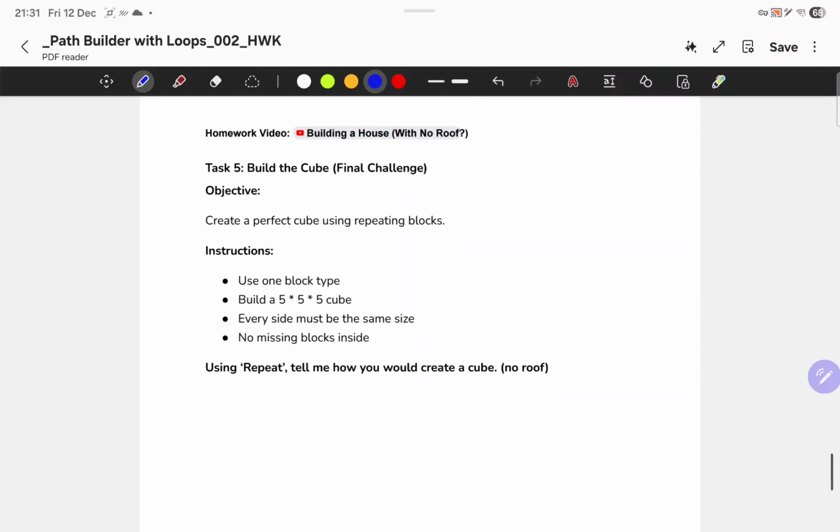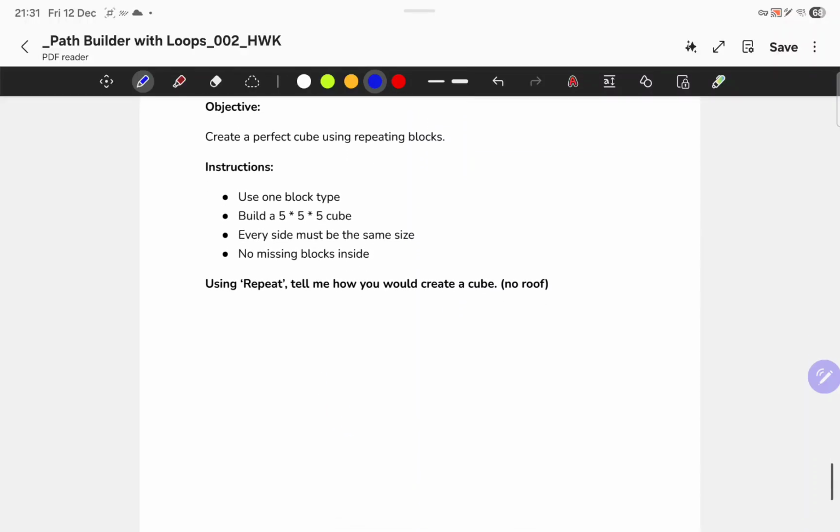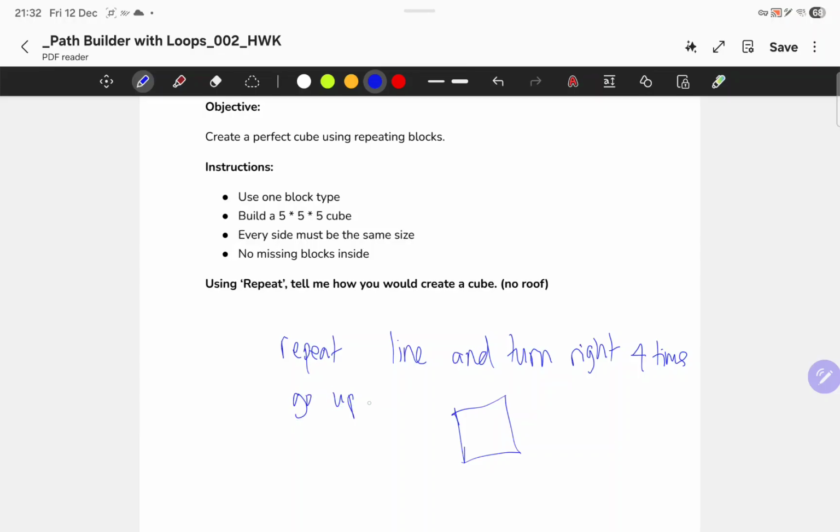The next part is going to be using a repeat to tell you how to create a cube. So here's what we're going to do. We're going to say repeat line and turn right. Now we did this in our lesson, right? And then if you do this 4 times, this will make a square. So now what we need to do, we need to say go up, and if we repeat this another 4 times, then we would make a cube.